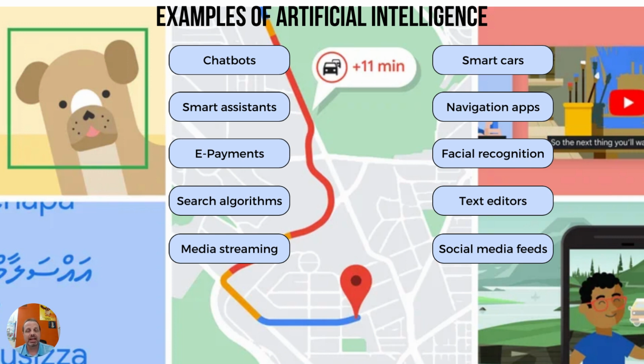Smart cars, navigation apps. Anytime you see Google Maps change from blue to red, that machine has learned that there's traffic you are about to encounter and you're going to be stuck in it for a while. Facial recognition, text editors, even spell check is a low level of machine learning. And social media feeds. We always joke that they're listening. My wife and I were talking about possibly planning an anniversary trip to Disney next year, and now my Facebook feed is filled with nothing but Disney ads.